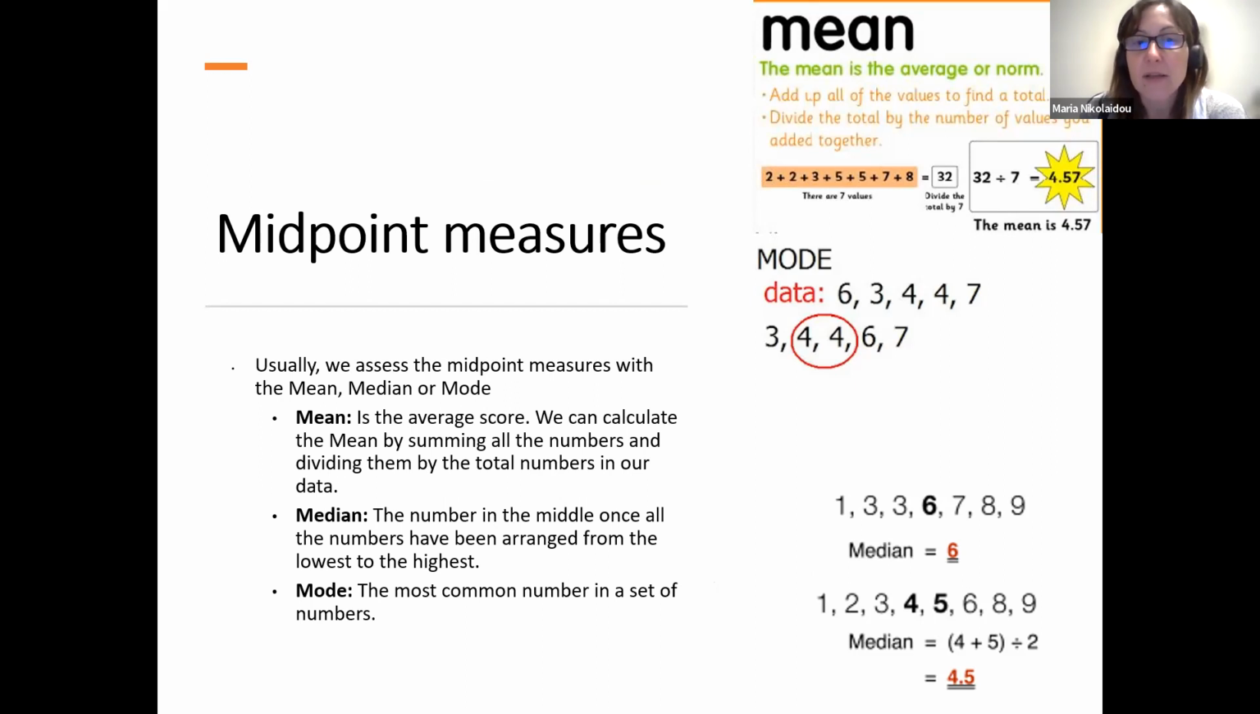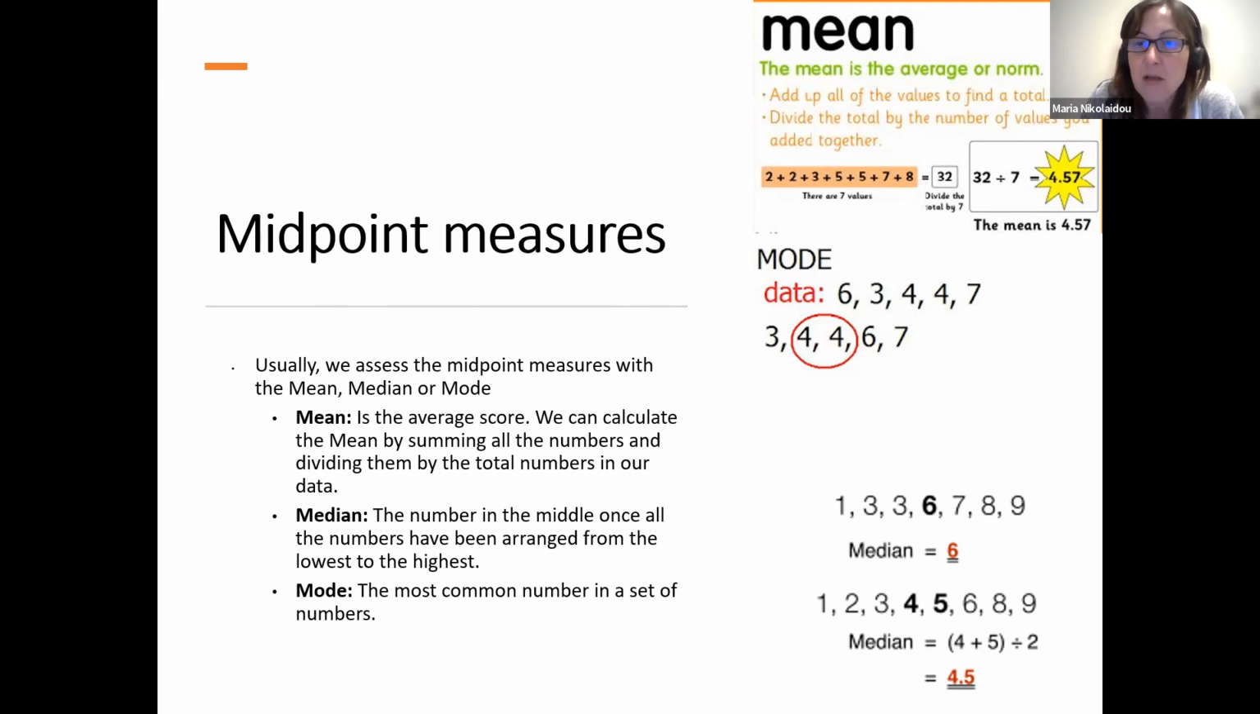We can calculate the mean by summing all the numbers and dividing by the total number of values in our data. So if you have, for example, data such as 2, 2, 3, 5, 5, 7, 8, we sum all these numbers together, and because we have 7 values, we divide that total by 7. So our mean value is 4.57.